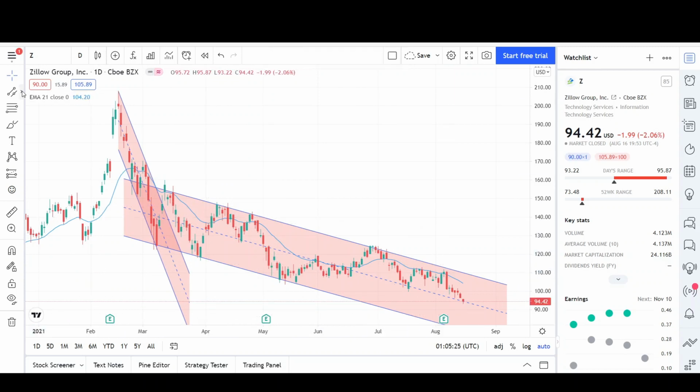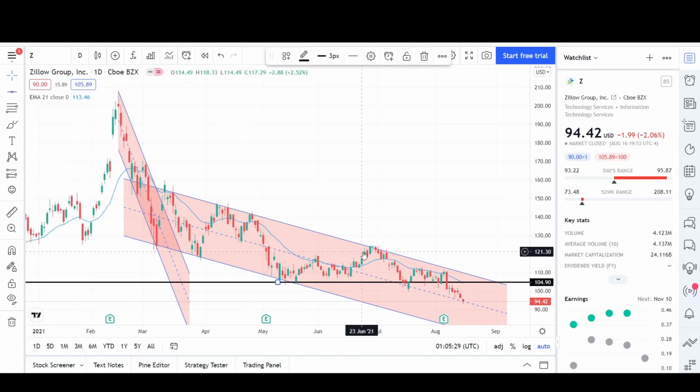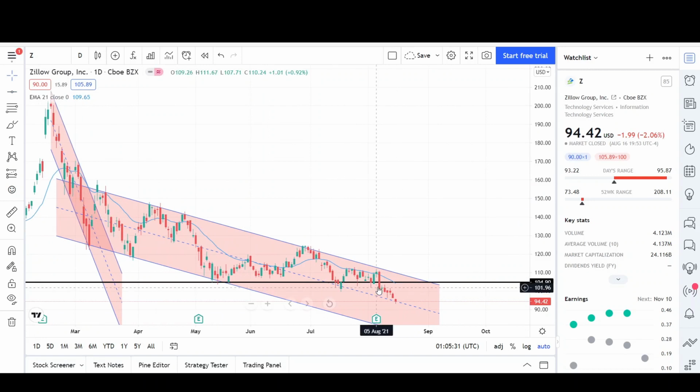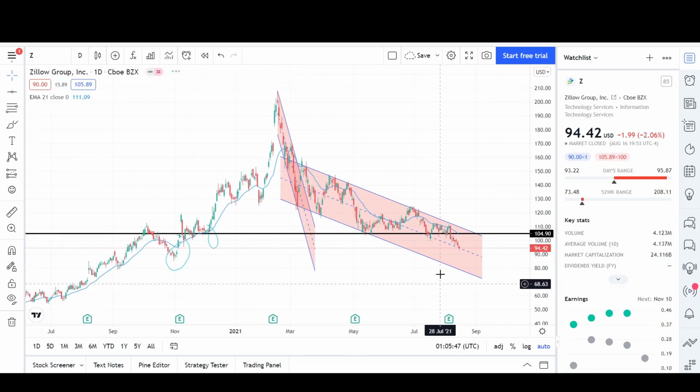Recently Zillow had a breakout because there was this horizontal support line right here at this $104 level, and it looks like the price action broke out of it because the force was down. We're making lower lows and lower highs. The EMA is pointing down. Most of the price bars are underneath it and getting rejected by it. And it looks like the target is right around this level over here.